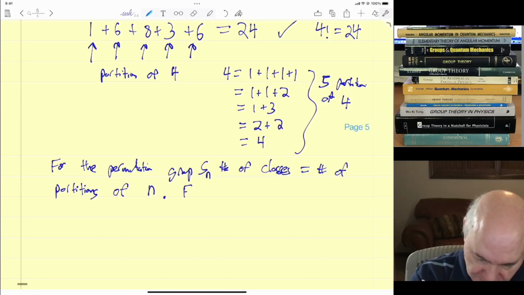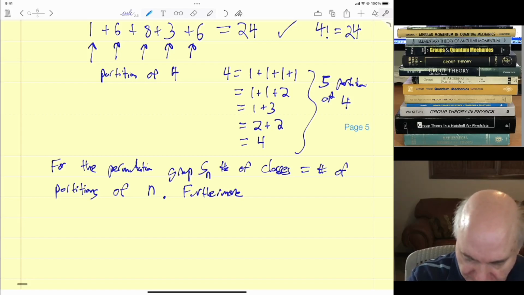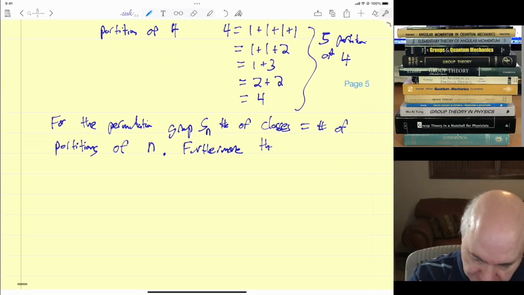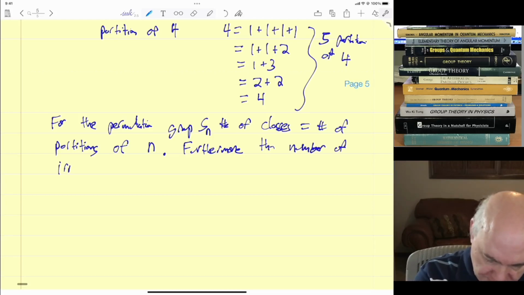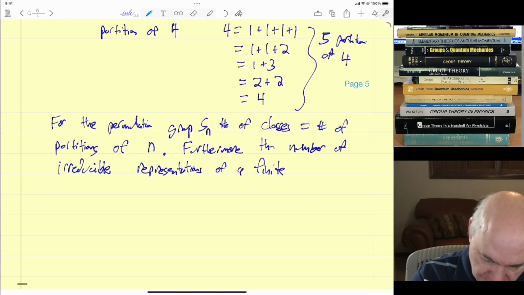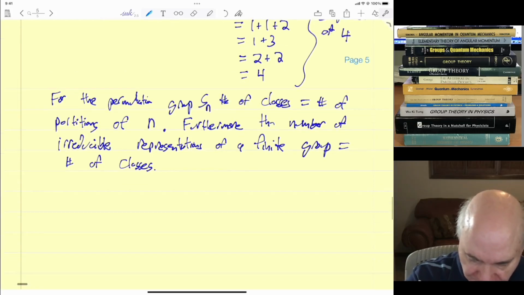Furthermore, for any group, and very importantly, as I'll show later, the number of irreducible representations of a finite group is equal to the number of classes. So I haven't defined any of this stuff. It's just something that I'm going to state.